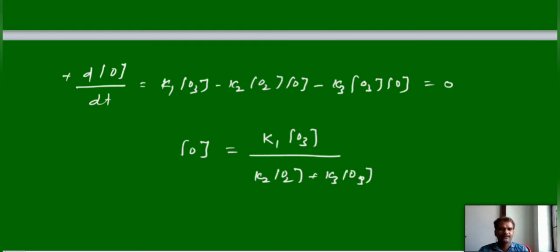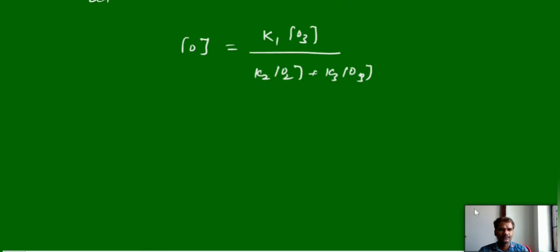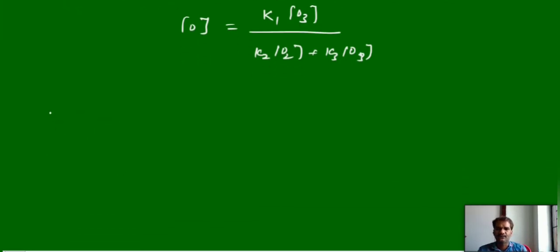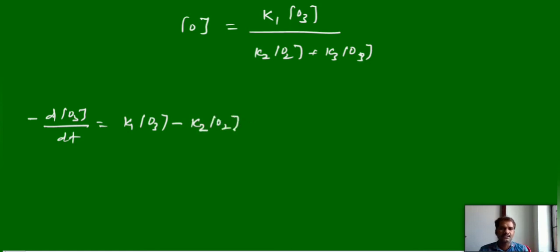Now, this concentration of nascent oxygen we can substitute in that first equation, the change in concentration of ozone. Now, -d[O3]/dt is equal to, we have first K1 [O3], in the first reaction, and in the second case we have K2 [O2] and the concentration of nascent oxygen, where you can write this value, that is K1 [O3] by K2 [O2] plus K3 [O3].